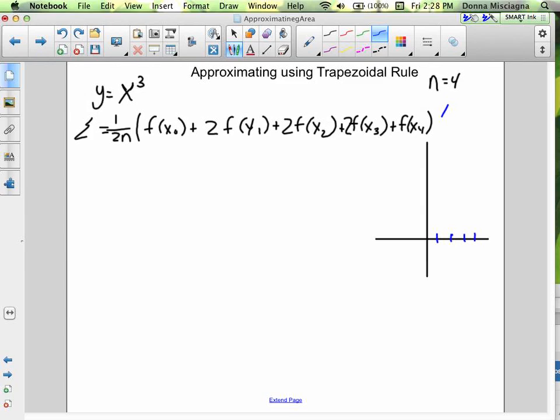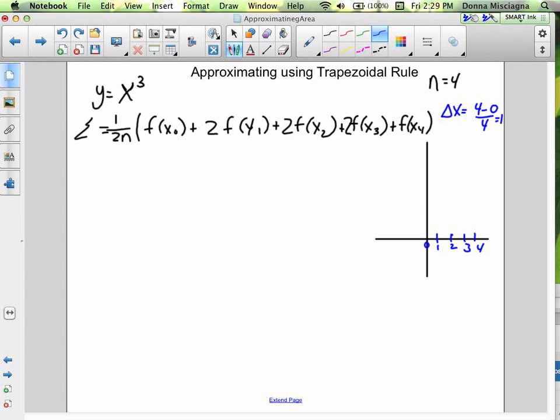So the change in x tells you the width of these rectangles, and then we know that's the change in x times 1/2, right? Because we're averaging the values. So change in x is going to be 4 minus 0 over 4 rectangles, so 1. Each one of our trapezoids here is going to have a width of 1. So here, 0, 1, 2, 3, 4.